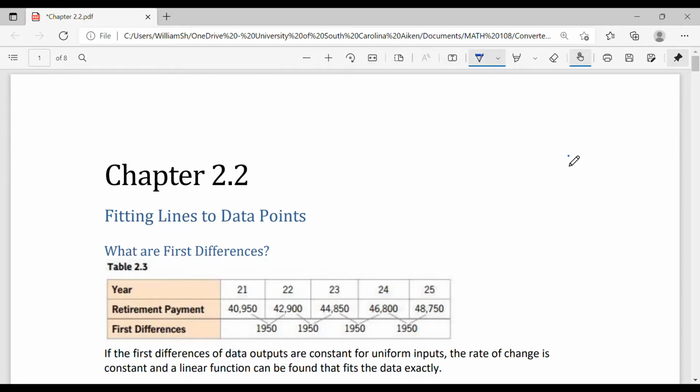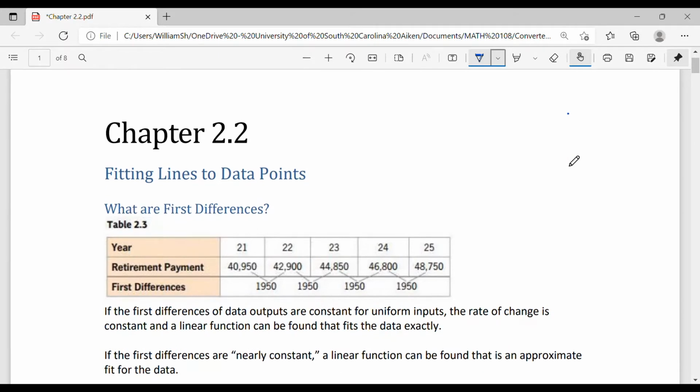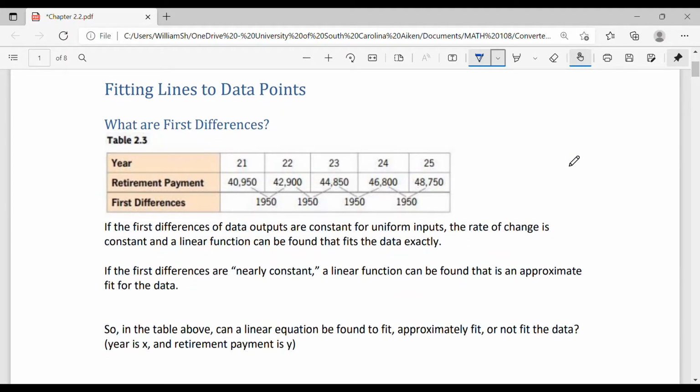Today we're going to go over chapter 2.2, fitting lines to data points. The first thing we need to discuss, and we've already touched on this a little bit last lecture, is what first differences are. If you see I've got a table here, 2.3, it discusses what first differences are.